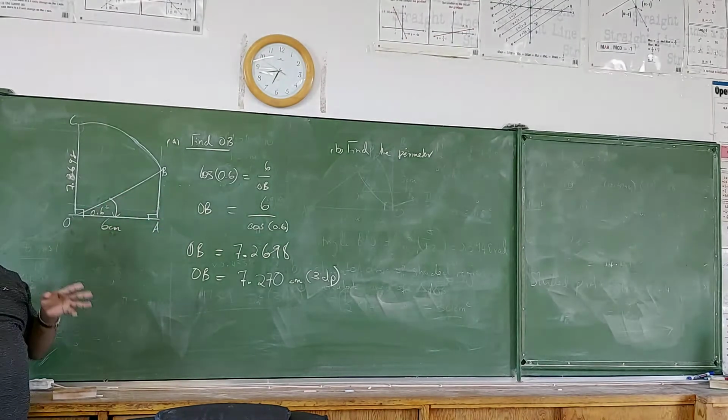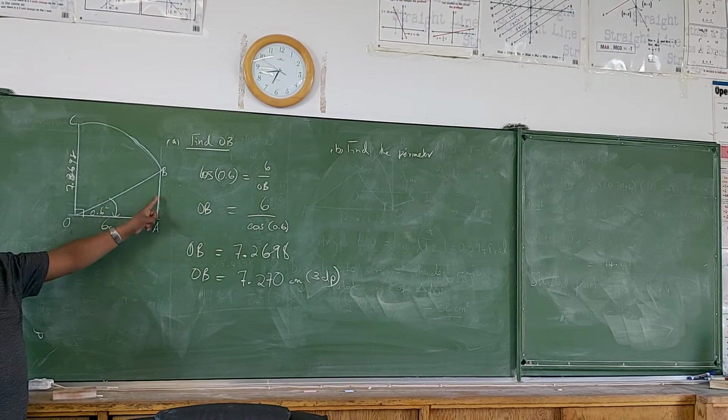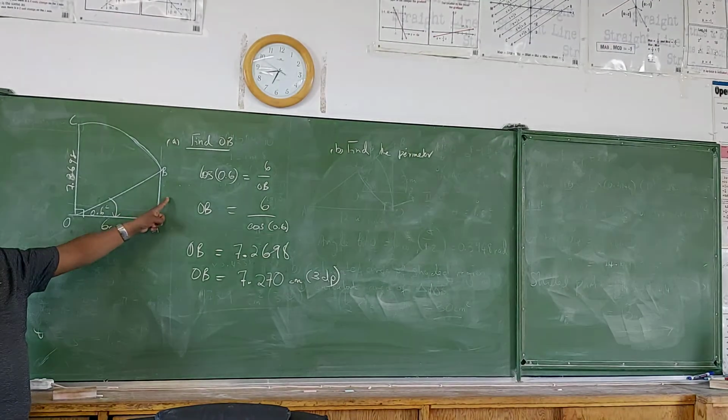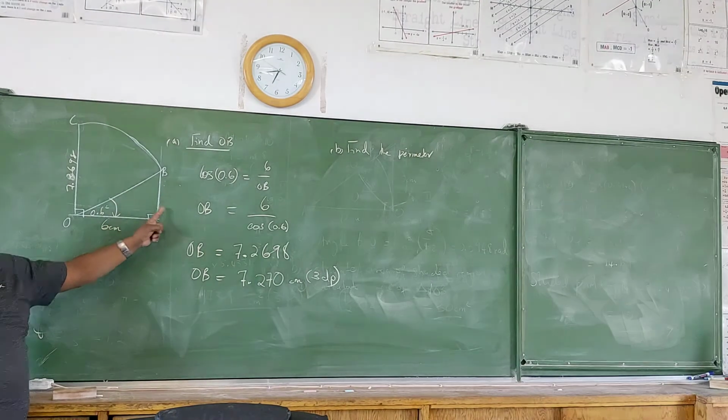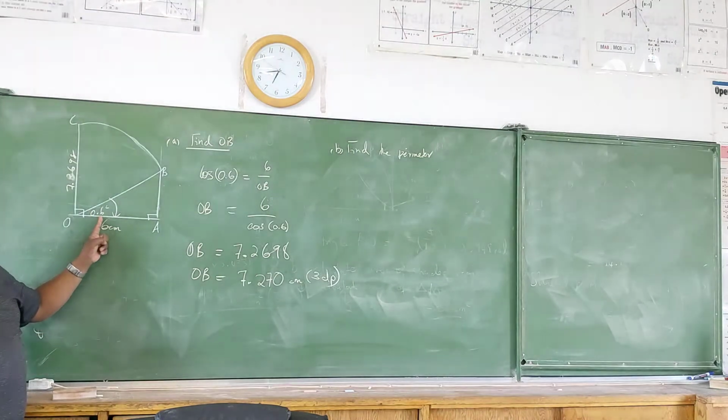I'm going to use the ratio, right? So which ratio am I going to use if I want to find this AB? We have opposite, adjacent. So which ratio are you using? I'm going to use the tangent ratio. So I'm going to say the tangent of 0.6.